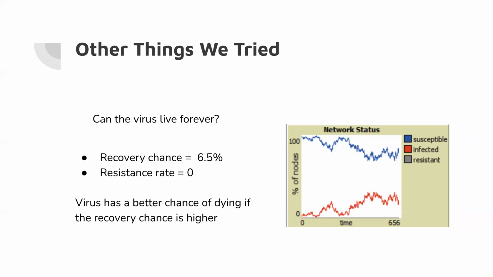As you can see in this graph, there were several points where it almost reached 100% recovery and died out entirely. When I set the recovery rate to 10%, it was interesting. The network recovered almost immediately. So it always has a better chance of dying if the recovery chance is higher.